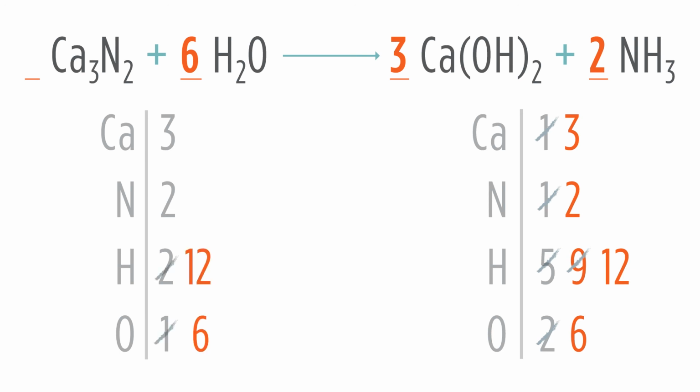And again, we could put a 1 in front of the calcium nitrate just to show that it has a coefficient of 1, but again, coefficients of 1 are left blank.